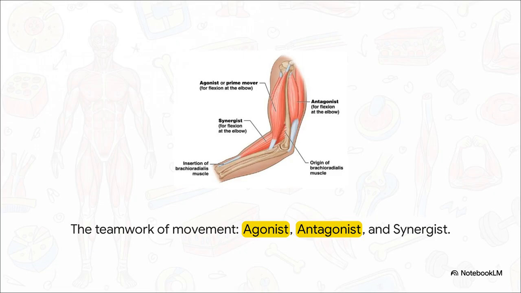For any given movement, you've got the agonist, or the prime mover. This is your star player, mostly responsible for producing the movement. Opposing it is the antagonist. That's a muscle whose action directly opposes the prime mover to provide control and tension. And finally, we have the synergists. These are the absolutely crucial supporting players that provide additional pull and help the larger agonist work efficiently.